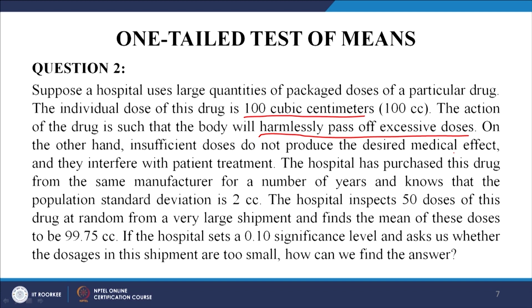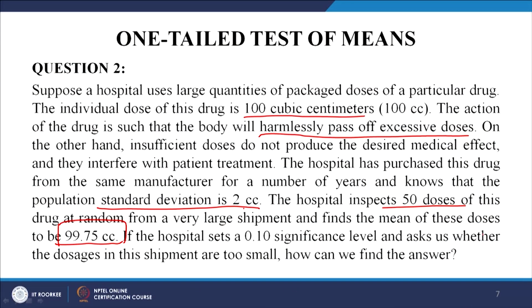The hospital has purchased this drug from the same manufacturer for a number of years and knows that the population standard deviation is 2 cc, that means 2 cubic centimeter. They take 50 doses of this drug at random and find that the mean of these dosages is 99.75 cc, which suggests that it is now coming less than 100. The hospital sets a 10% level of significance.